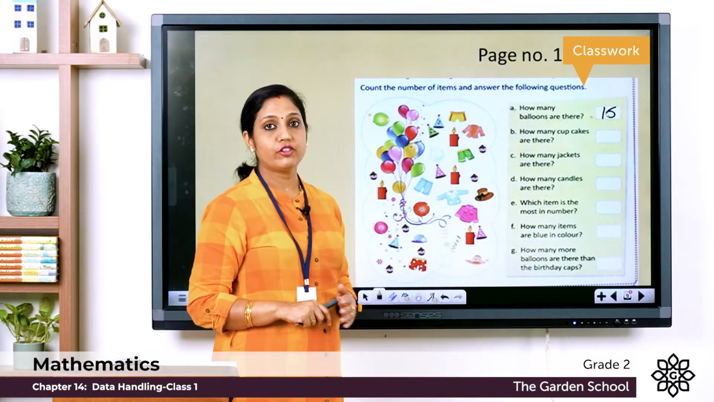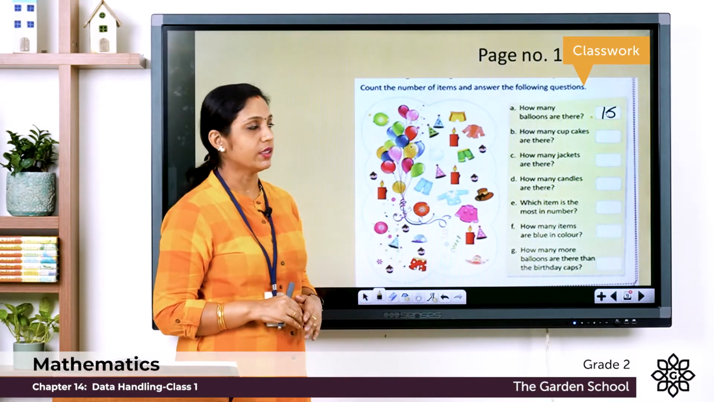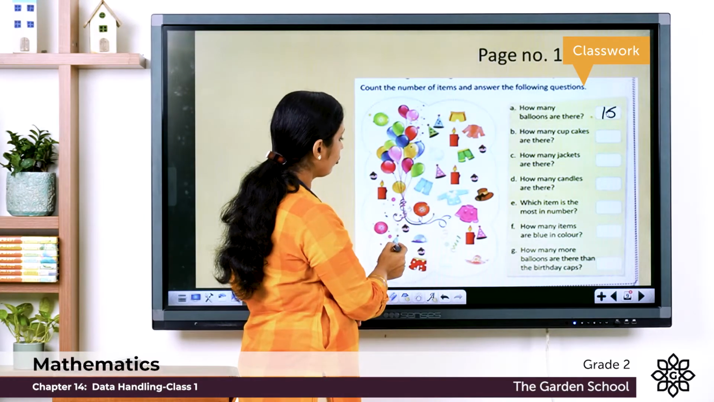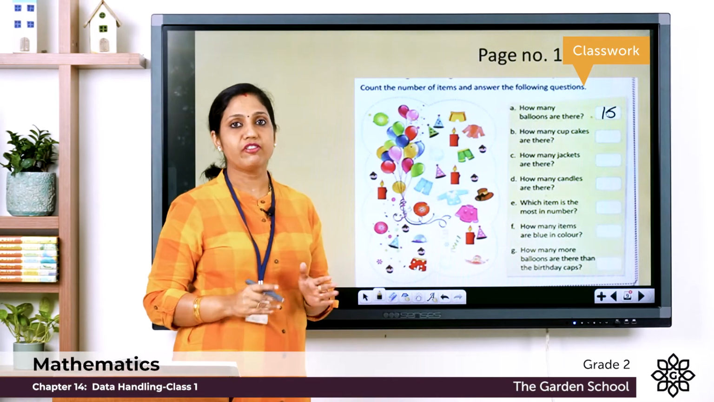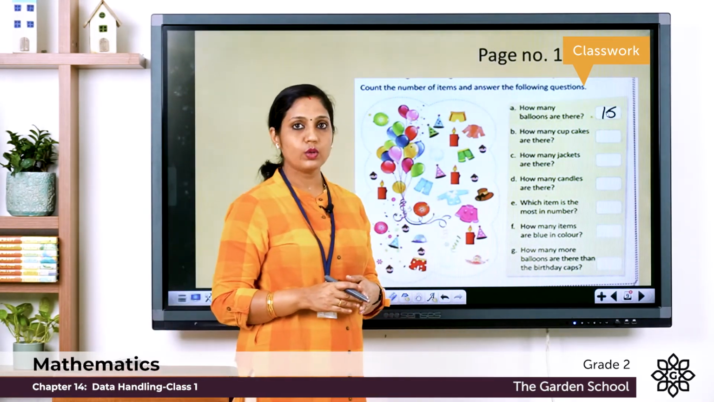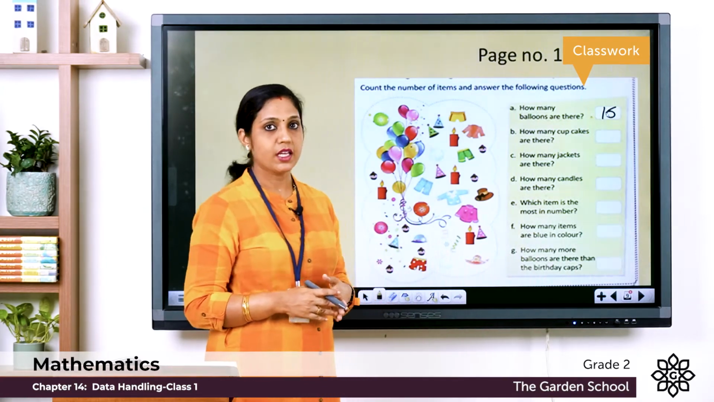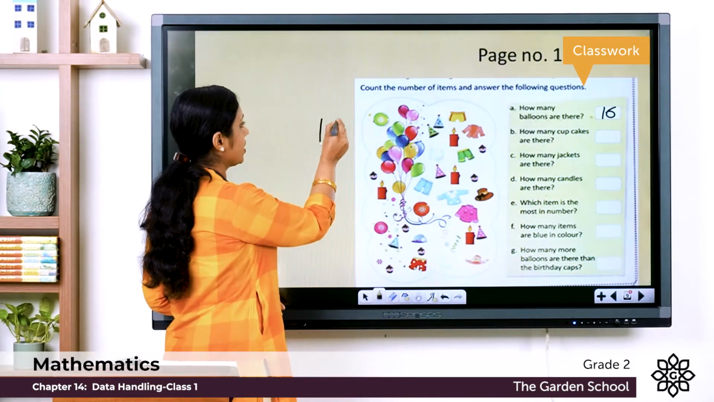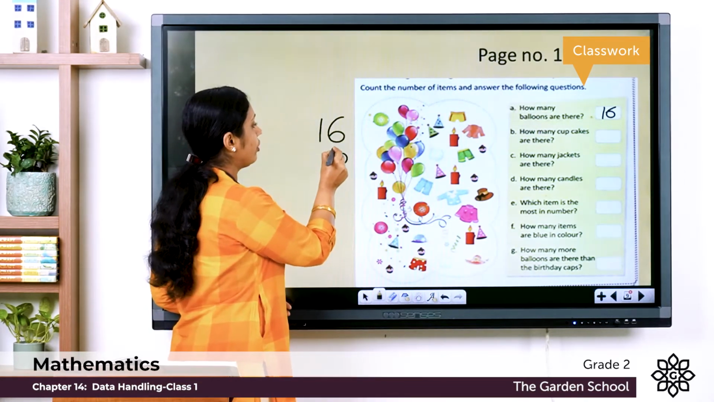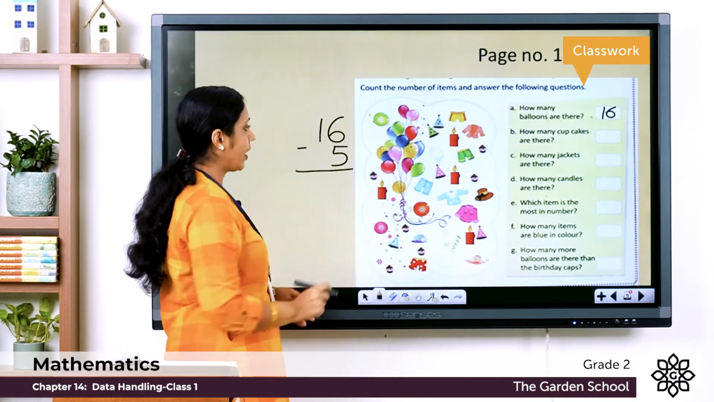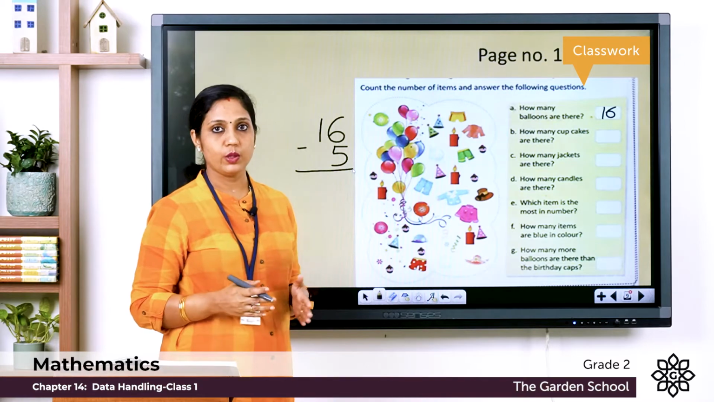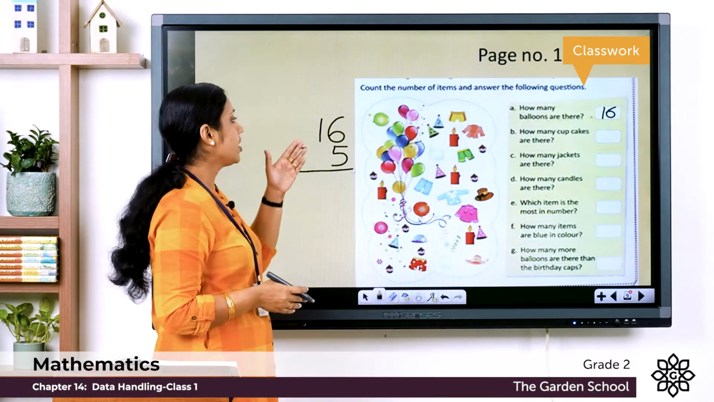Next we have to find out how many birthday caps are there. Let's find out. 1, 2, 3, 4, 5. So there are 5 birthday caps. Now what we have to find out? How many more balloons are there than the birthday caps? The number of balloons is 16, and the number of birthday caps is 5. When we subtract 5 from 16, we'll get the number of how many more balloons are there. So let's subtract 16 minus 5.